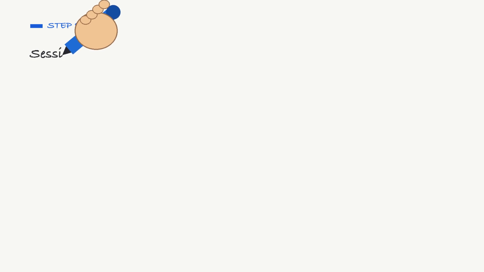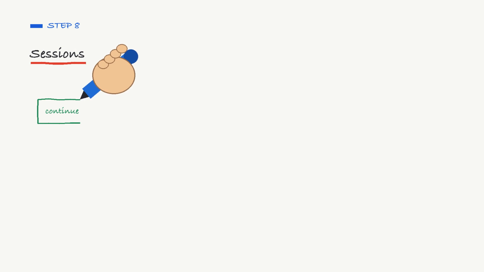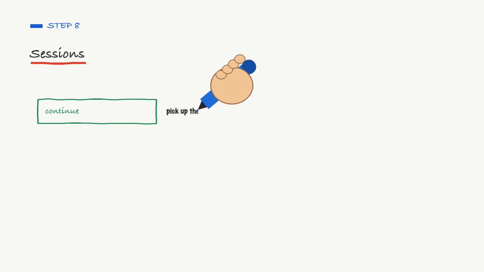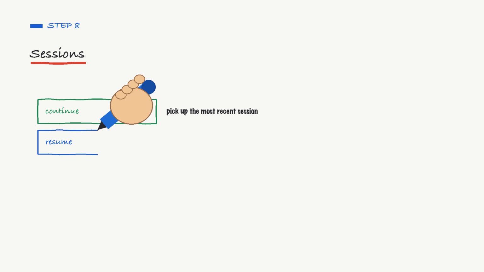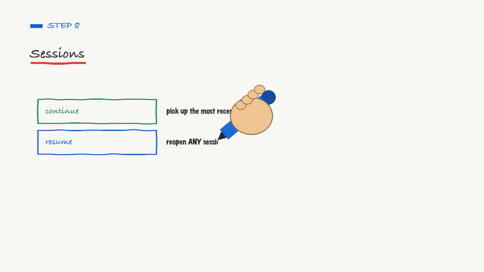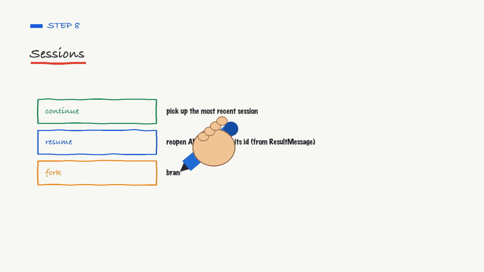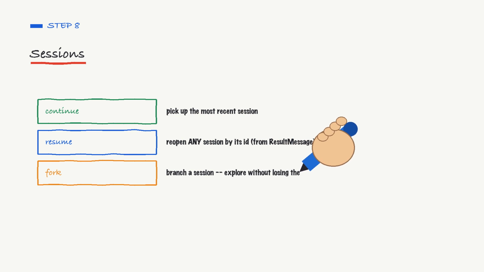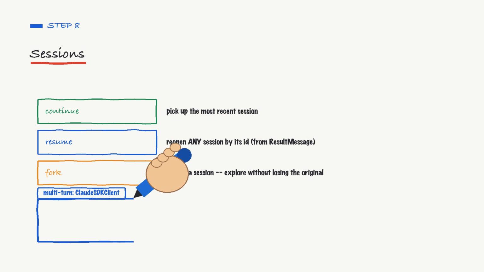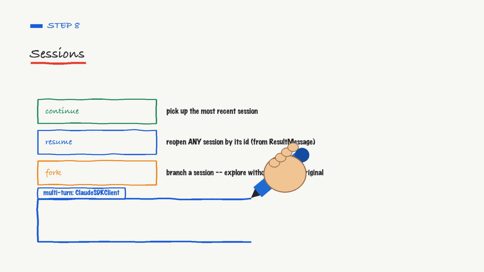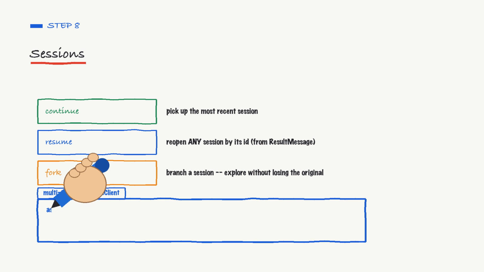Step 8. Sessions. Because real agents pause and come back. Every run has a session ID. It's right there on the result message. Continue picks up the most recent session. Resume reopens any session by ID, tomorrow, or on a different run of your program. Fork branches a session, so you can explore without losing the original.